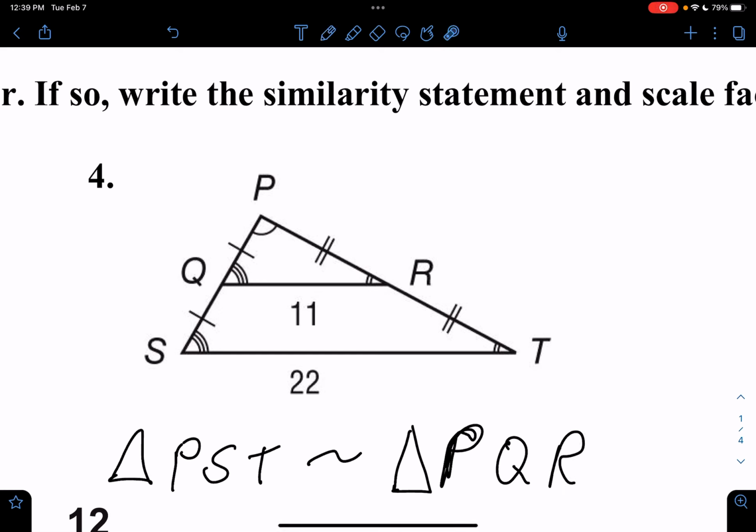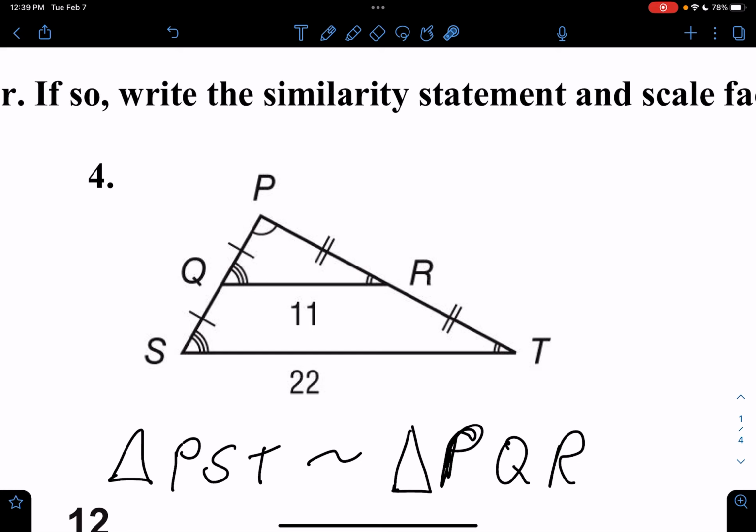Okay, so now I look: 1 marking, 3 markings, 2 markings, 1 marking, 3 markings, 2 markings. Okay, so far we understand that the angles are congruent.